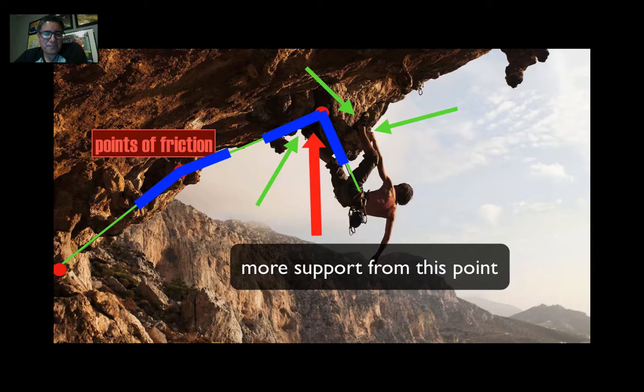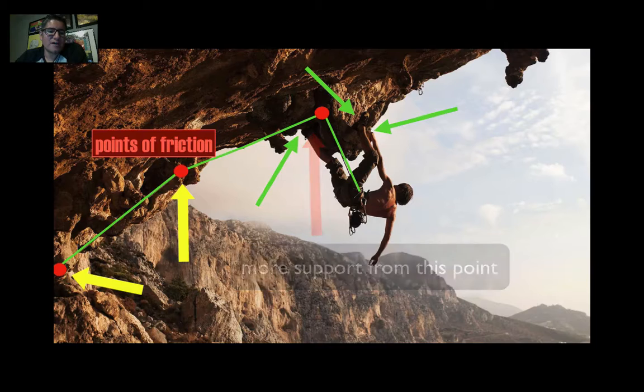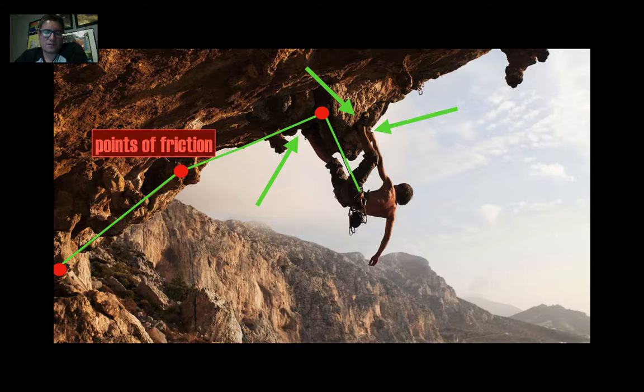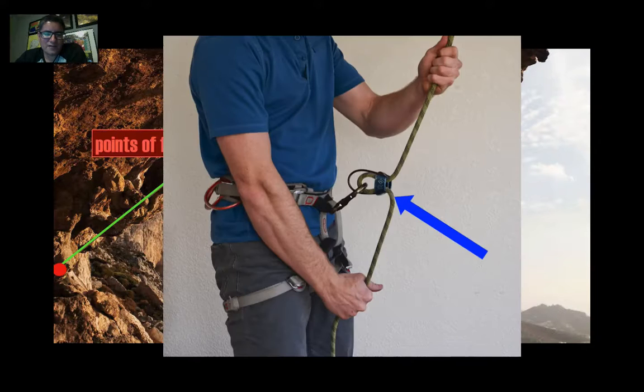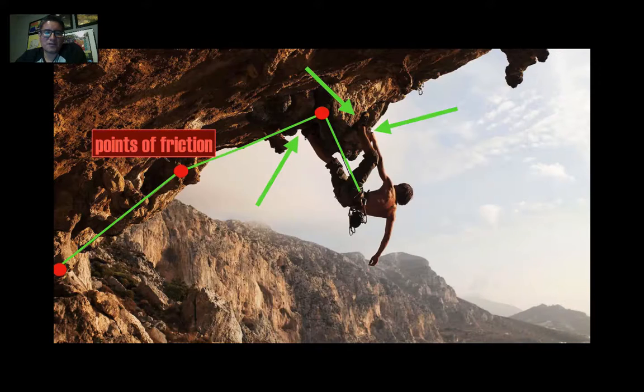As you can see from these 3 points of friction, he's getting more support from the point of friction that's closest to him. The other ones on the wall, on these 2 points right here, are not supporting him as much as the one that's closest to him. And then of course you have the belayer down below, who has another couple of points of friction that are helping him stay on the wall too. And then of course you have the force of gravity pushing down on him.